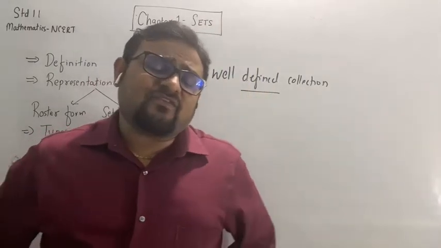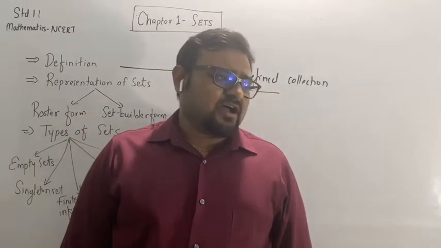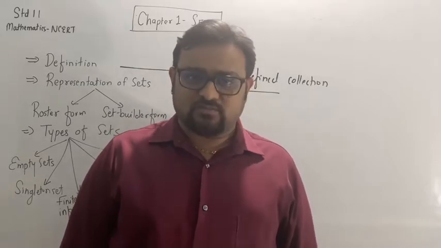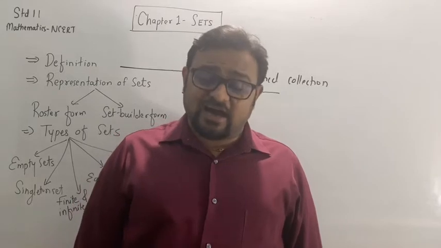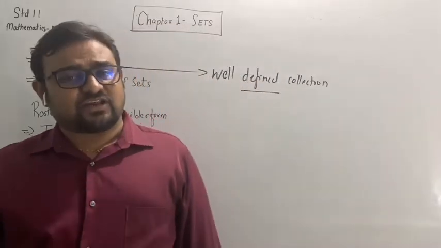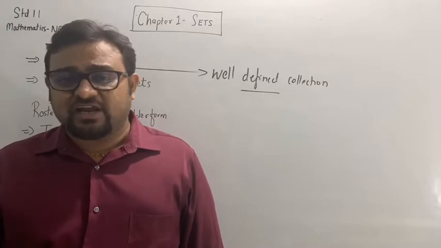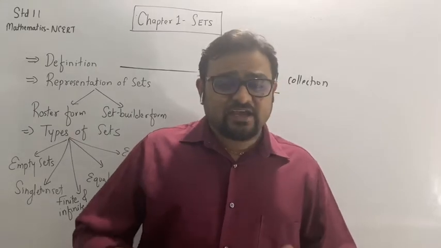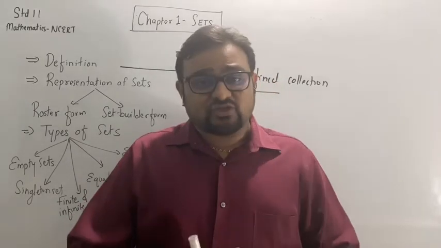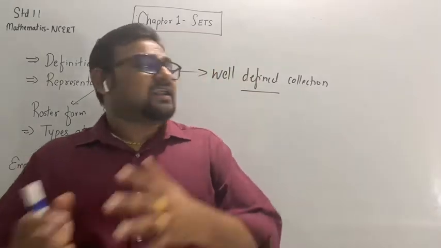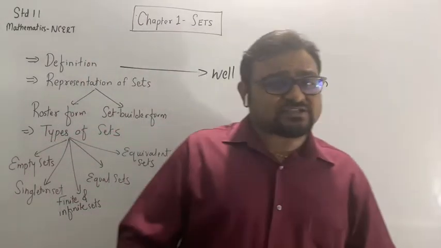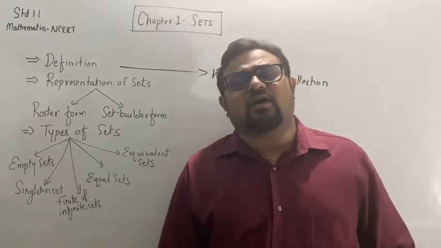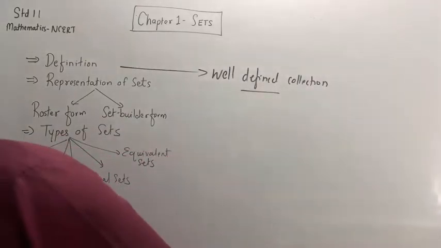But if the question is top five countries or top two countries in population, then yes, it is a well-defined collection. If I take top two countries in population, definitely it will be China and India, right? Here the answers cannot vary. So that is a set, a well-defined collection. Okay, so what is a set? A set means a well-defined collection of objects, that is called a set.